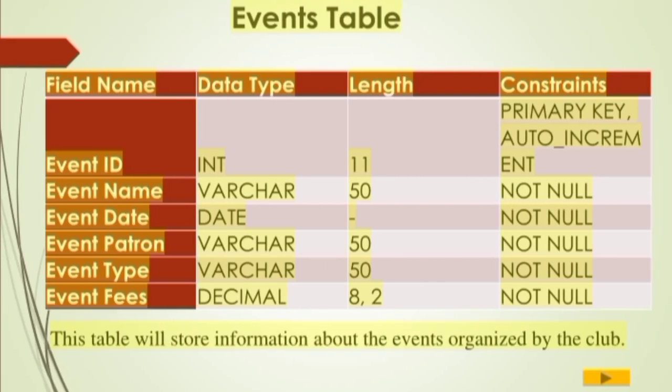Events Table. Field Name, Data Type, Length, Constraints. Event ID, int 11, Primary Key, Auto_increment. Event Name, Varchar 50, not null. Event date, date, not null. Event patron, varchar 50, not null. Event type, varchar 50, not null. Event fees, decimal 8,2, not null. This table will store information about the events organized by the club.